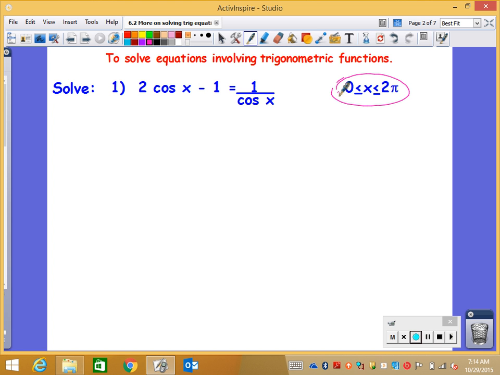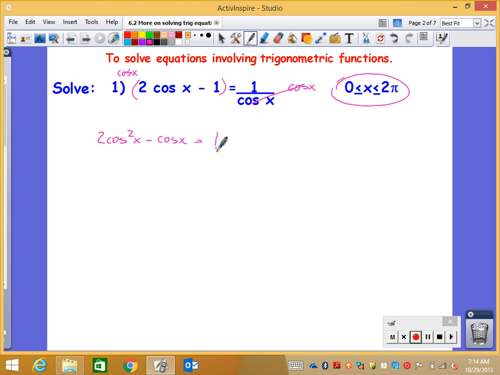So the thing that makes this tricky is that on the right-hand side we have a 1 over cosine right here. And I cannot solve this when it's a 1 over cosine on one side. So I'm going to multiply both sides by cosine x to get rid of it. So on the left-hand side, I'm just left with 1. And on the right-hand side, I need to distribute this to both terms. So I have a 2 cosine squared x minus cosine x equals 1.